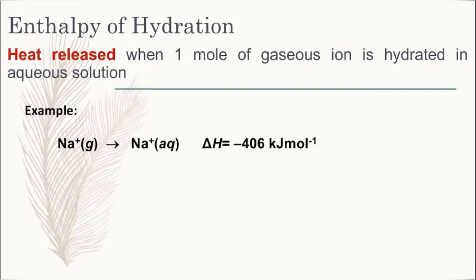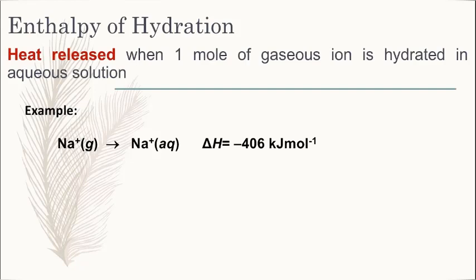Enthalpy of hydration is the heat released when 1 mole of gaseous ion is hydrated in aqueous solution. So, when the definition says that heat released, it means that the value of enthalpy of hydration will always be a negative value. And the next word is 1 mole of gaseous ion is hydrated in aqueous solution. That means in the process of hydration, a gaseous ion will be converted into an aqueous ion.